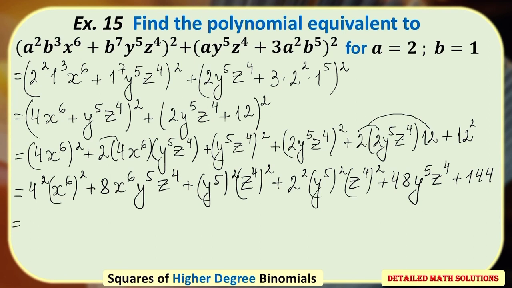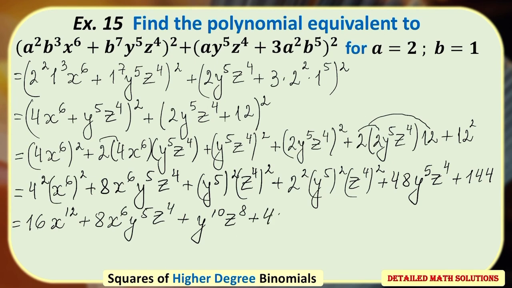When I simplify further, I get 16x to the power of 12 plus 8x to the 6th power, y to the 5th, z to the 4th, plus y to the 10th power, z to the 8th power, plus 4y to the 10th power, z to the 8th power, plus 48y to the 5th, z to the 4th, plus 144.